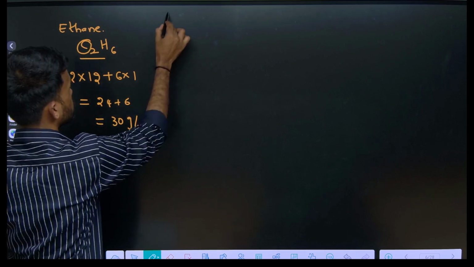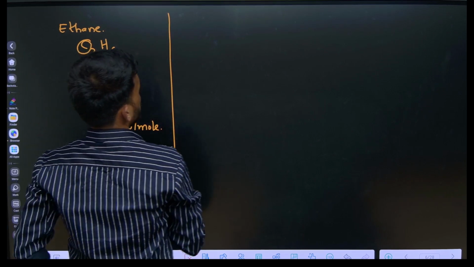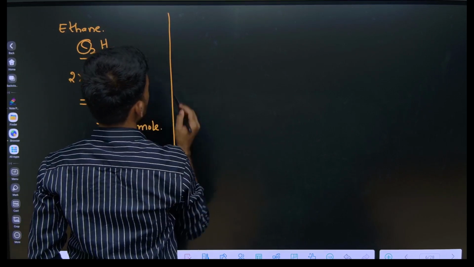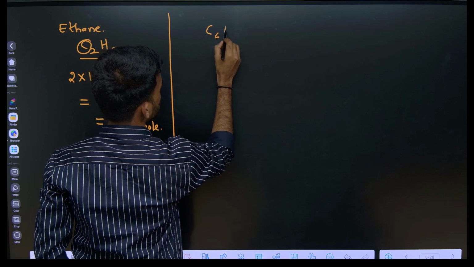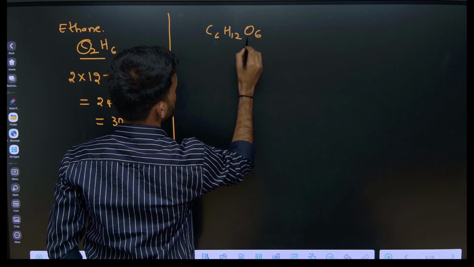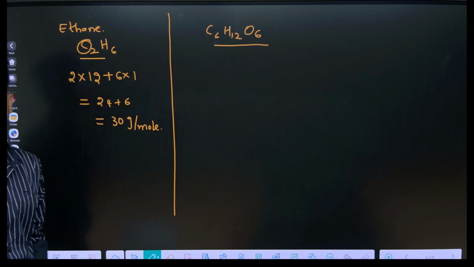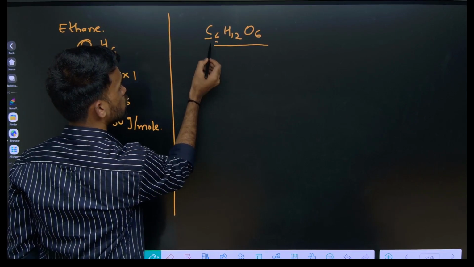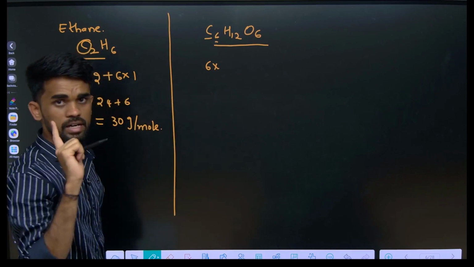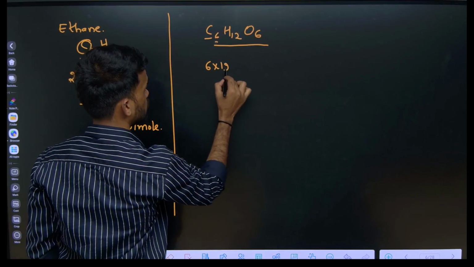So now, tell me, here I have given C6H12O6. Can you find it for this? So how do we do this? What is the atomicity of carbon over here? 6, right? For 1 carbon atom, it will be 12, right?